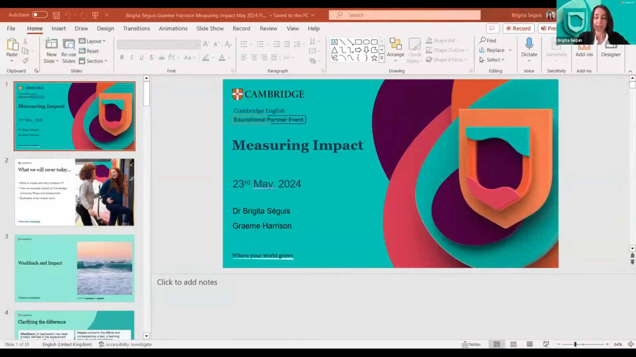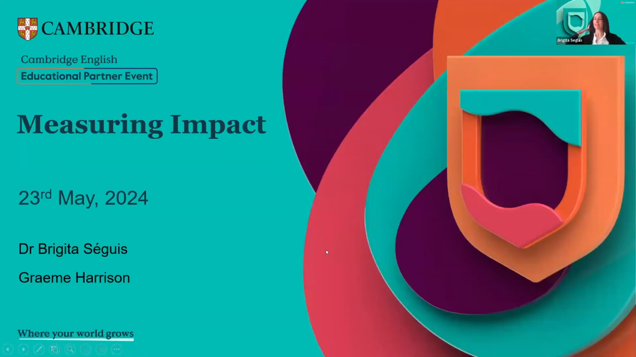Hi, everybody. So in the next 45 minutes or so, we will be talking about impact. We'll be telling you everything that you need to know about measuring impact. That's the name of our session.